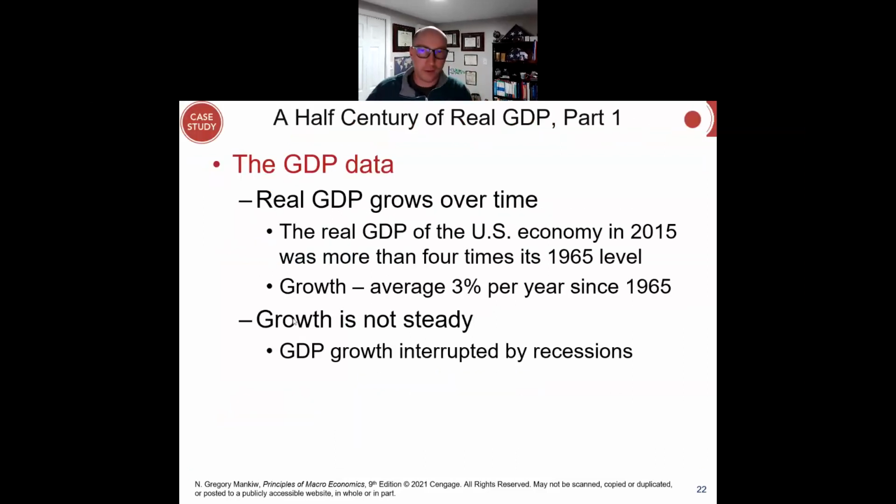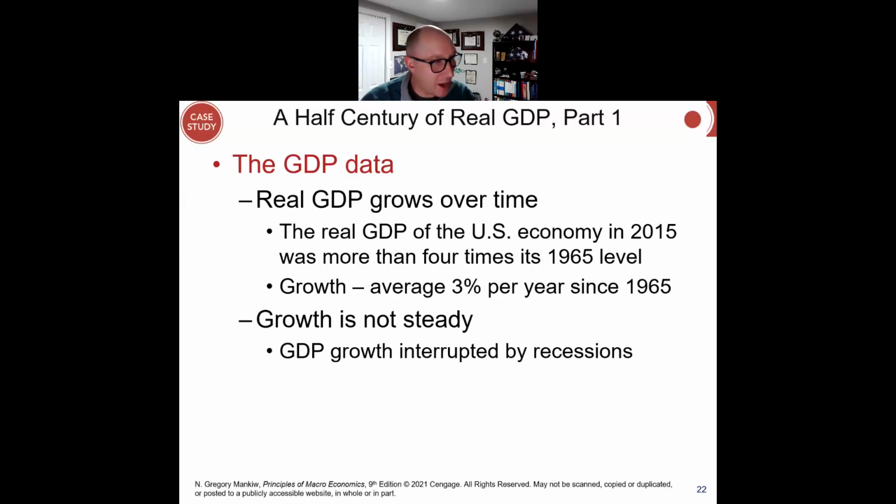So the thing with gross domestic product is that we look at gross domestic product in real terms as it grows over time. Real growth rate averages about 3% per year since 1965. It's pretty accurate. Obviously in recent years it's been a little funny for obvious reasons, so take that with a grain of salt. It's about 3% per year.